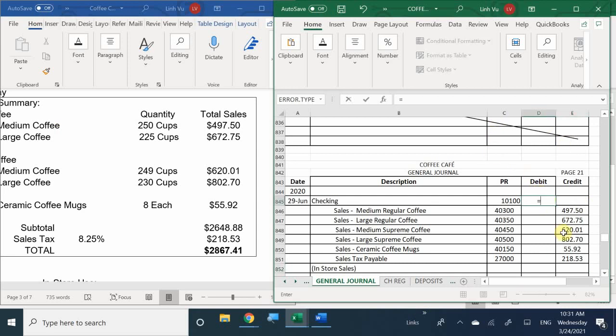Sales tax 21853. So once again, I'm going to equal sum this. 21853. Did I match my number? 2867.41. Yes. Perfect. So there we are here. So what is next?